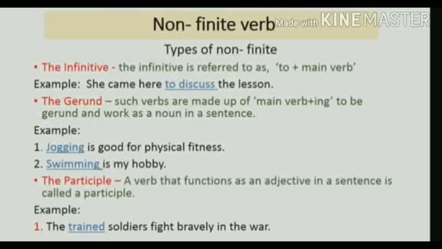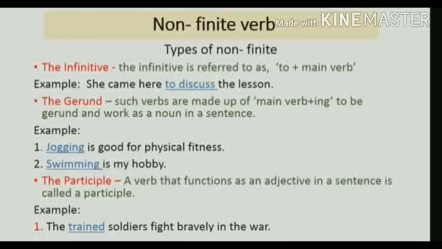The second is gerund, a verb taking -ing and working as a noun. Gerund means a verb acts as a noun. Such verbs are made up of main verb plus -ing, and work as a noun in a sentence, and we use a noun to start a sentence. For example, jogging is good for physical fitness. So here jogging is actually a verb, but it is used as a gerund.